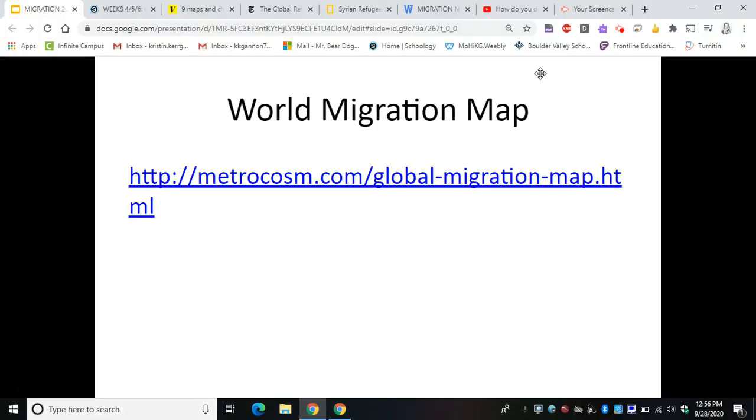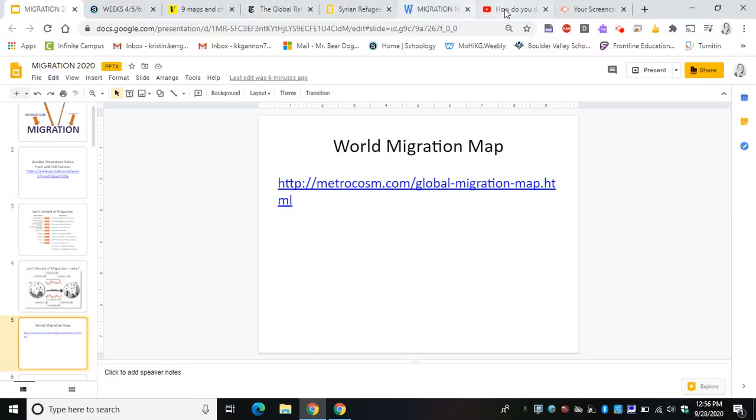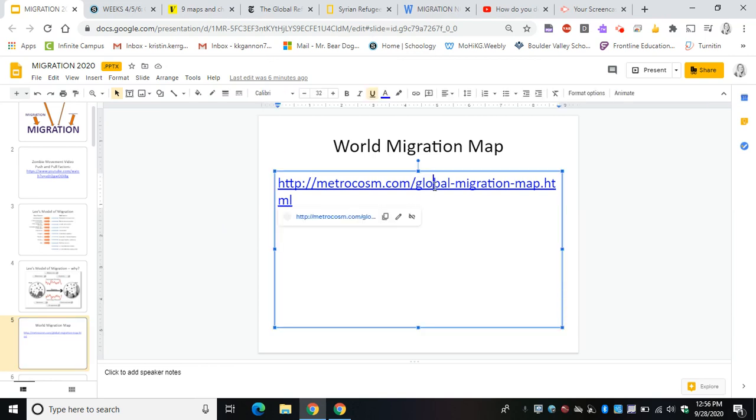So in the world migration map, I have, where's that GIF? I think this is super cool. If I can find it. I think I had it for you. Well, maybe I don't. Maybe we've got to go into it here. We'll go in here. This is kind of cool.